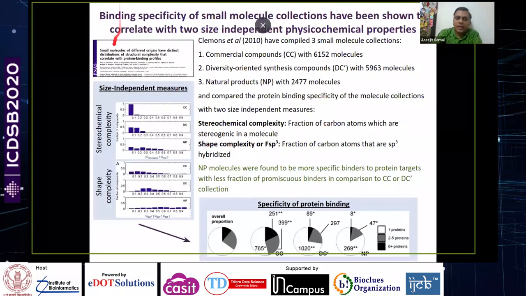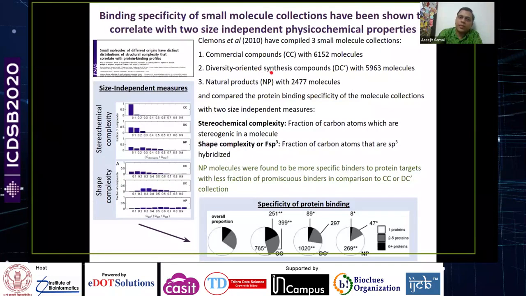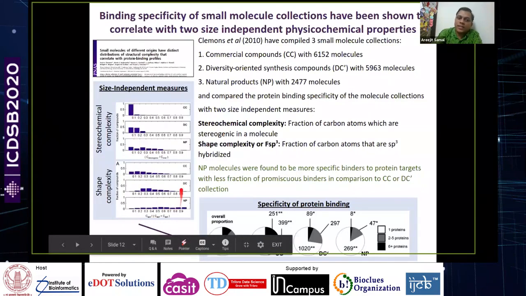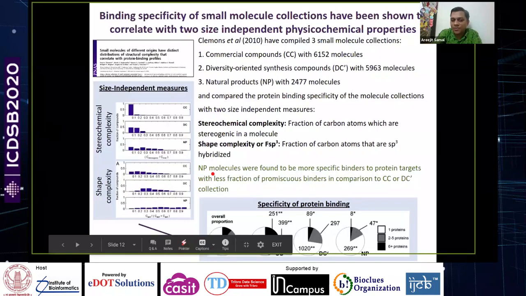So what they did is that they looked at the distribution of stereochemical complexity and shape complexity for these three sets: commercial compounds, diversity-oriented synthesis compounds, and natural products. And what they found is that both the stereochemical complexity and the shape complexity is higher in general for natural products in comparison to commercial compounds or diversity-oriented synthesis compounds. But they didn't end here, they went ahead and did something very interesting. They tested each of these compounds with respect to a random assay of 100 proteins to check how many proteins these compounds can bind to typically.